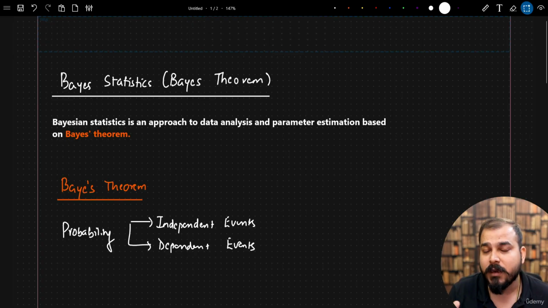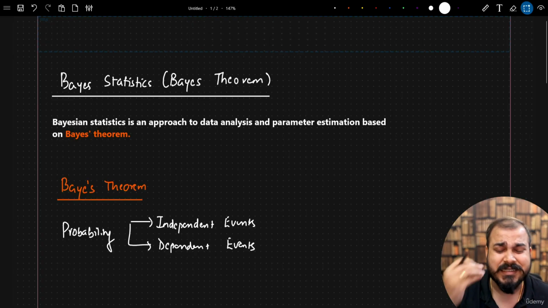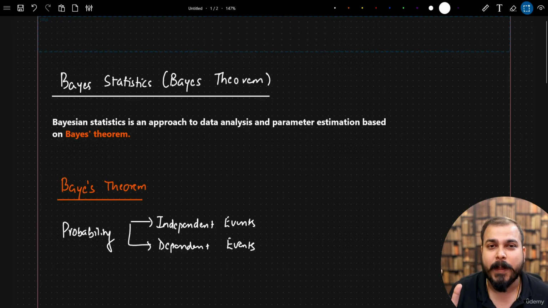Now Bayes theorem will be super important for a machine learning algorithm which is called naive Bayes, because this theorem is completely based on probabilities. Okay, so we'll try to understand what is Bayes statistics, and then we'll try to understand about Bayes theorem also.